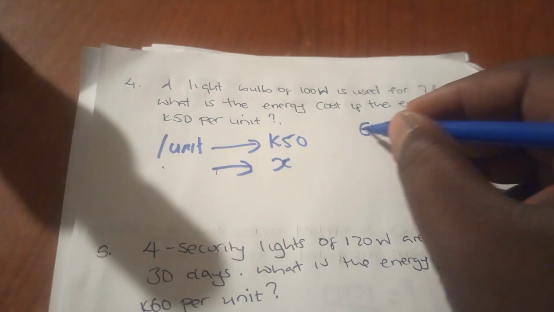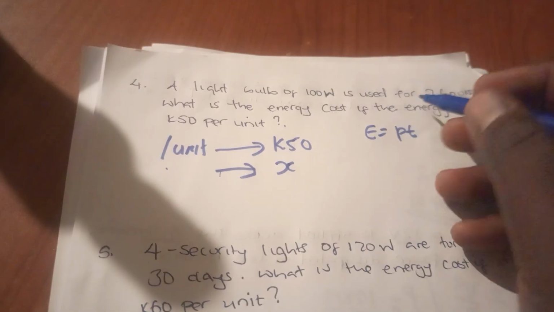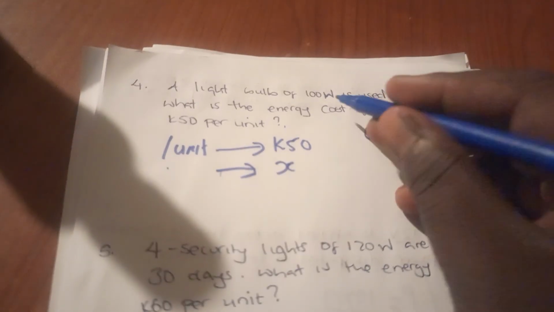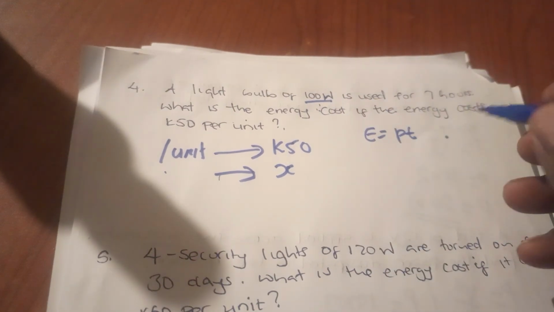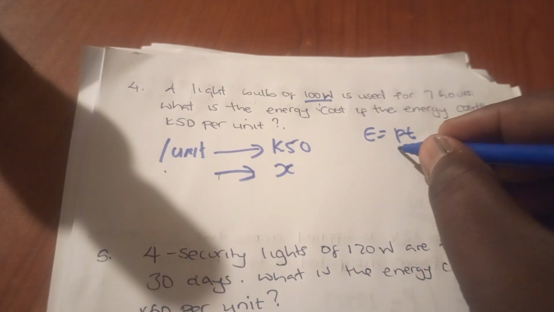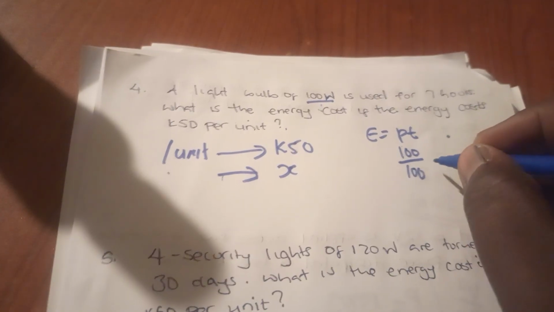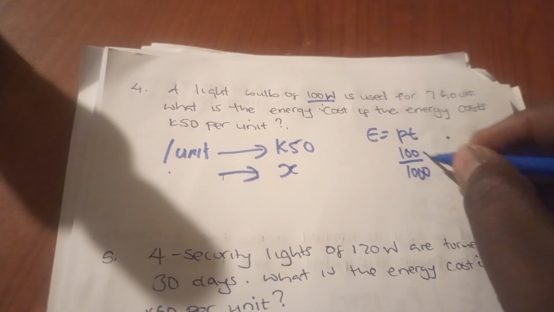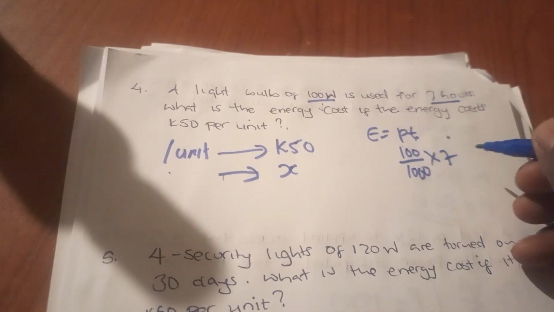So we know that energy is equal to power times time. Remember what I said: the power needs to be in kilowatts. This power is in watts, so convert this power into kilowatts. So we'll say 100 over 1,000 because we're converting into kilowatts. Then times the time given, which is already in hours. So I'll just put 7 hours here.